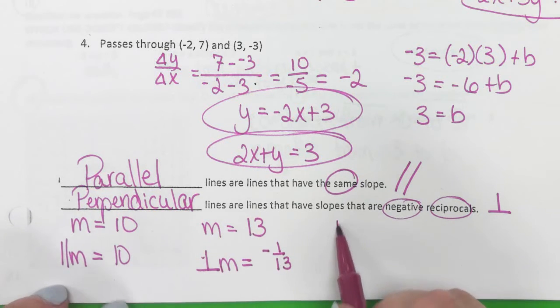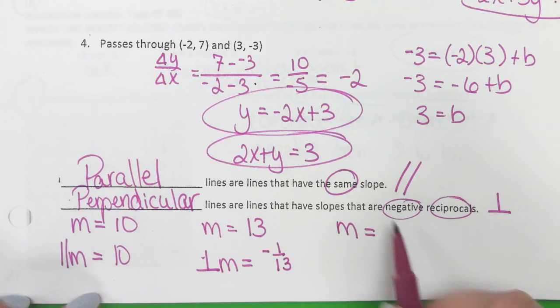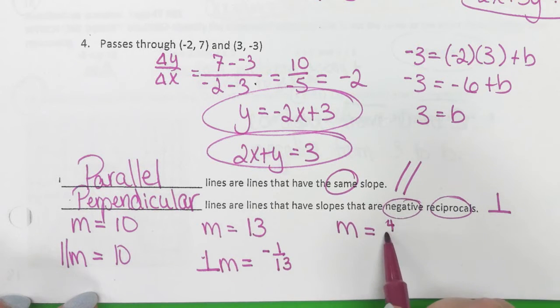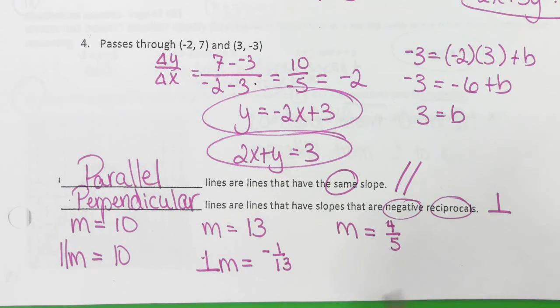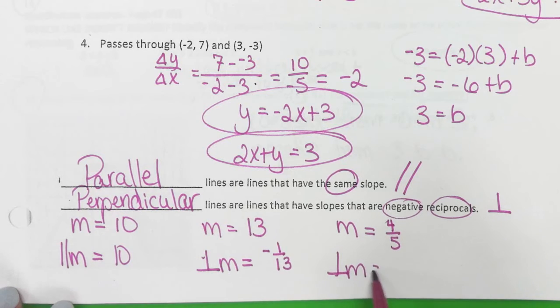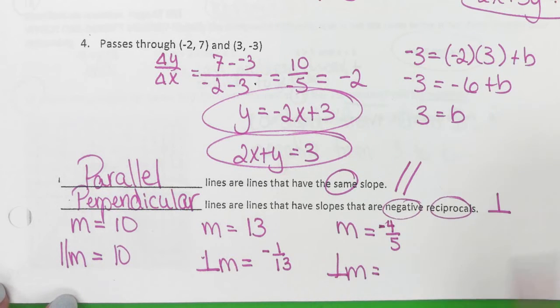All right, last thing. Give me another, let's see, what about 4/5? What would be the perpendicular slope? Now let's make that negative. +5/4. Are y'all okay? You gotta know how to do that for Tuesday when we come back. Yes, no, maybe? Y'all okay?